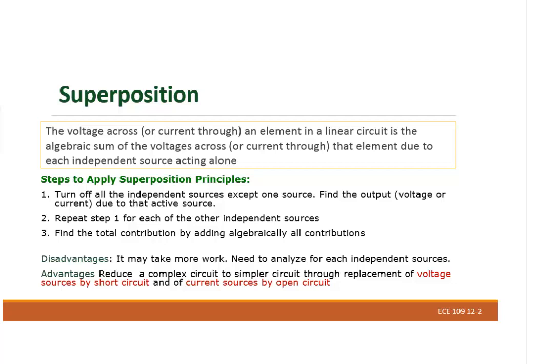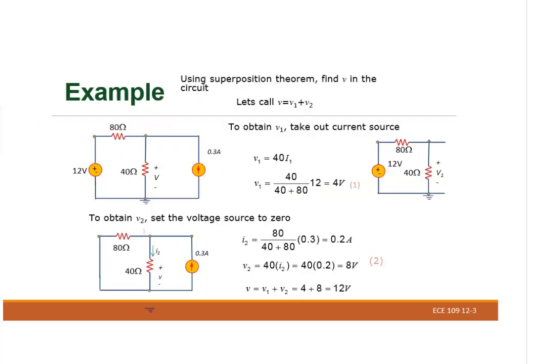Let me give an example here. What does that mean? We have a circuit as given here. We're gonna solve this one by using the superposition theorem. We can solve it individually, but let's see how we can solve this one with superposition. When we look at it, we have two sources. One is 12 volts, the other one is 0.3 ampere.